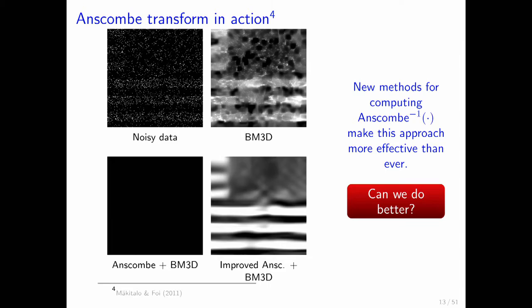Now, a few years ago, Makitalo and Foi came up with a slightly different approach to that very last step of inverting this Anscombe transform that essentially amounts to contrast enhancement. And you can see that it results in significant improvements over these alternatives. So it's a viable approach. It takes into account Poisson noise. But as we talked about, it certainly has its limitations in terms of being able to handle inverse problems or very, very low photon counts.